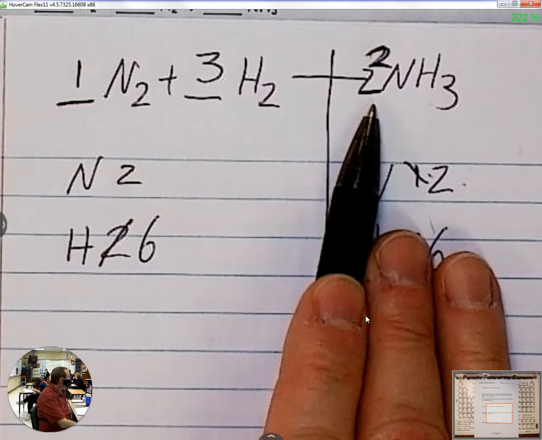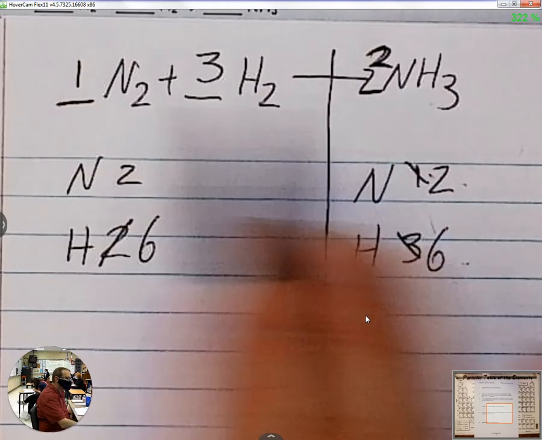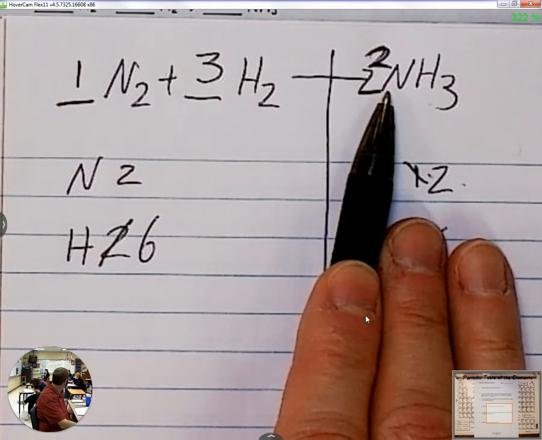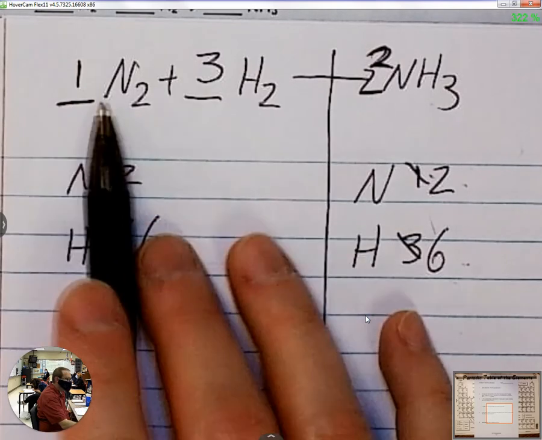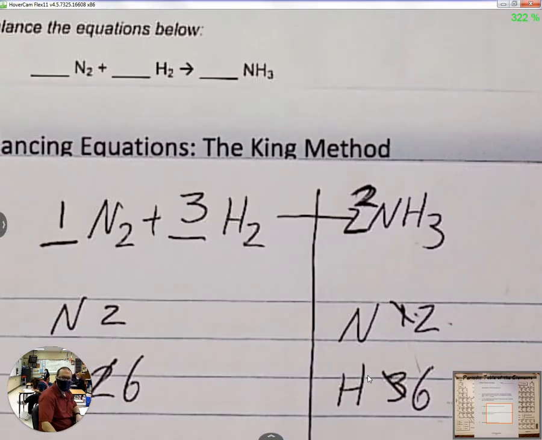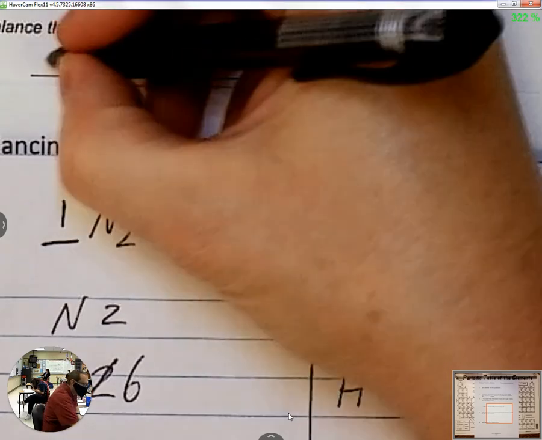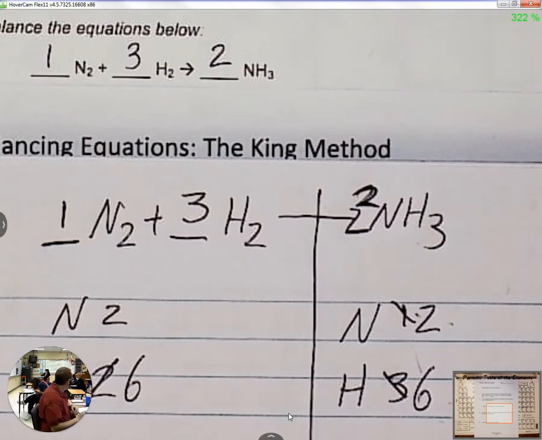If I can reduce that ratio, I have to reduce that ratio. Can I reduce a ratio of 1 to 3 to 2? I cannot, because you can't reduce the 1, right? So I know I've done that correctly. So now I go back to my paper, and I go ahead and fill in 1, 3, and 2. And I'm done.